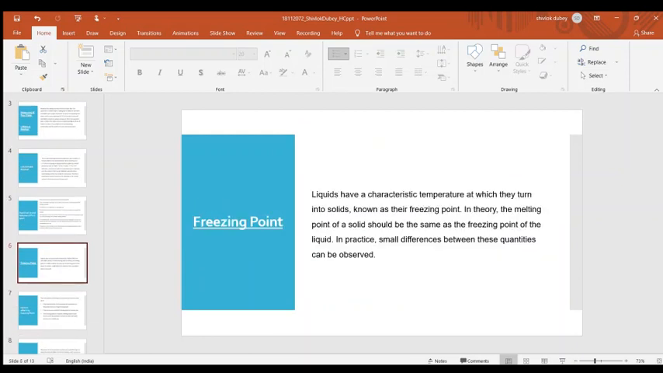And the next one is freezing point. Liquids have a characteristic temperature at which they turn into solids, known as their freezing point. In theory, the melting point of a solid should be the same as the freezing point of the liquid. In practice, a small difference between these quantities can be observed.